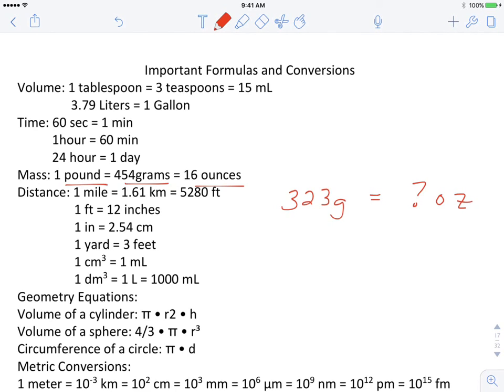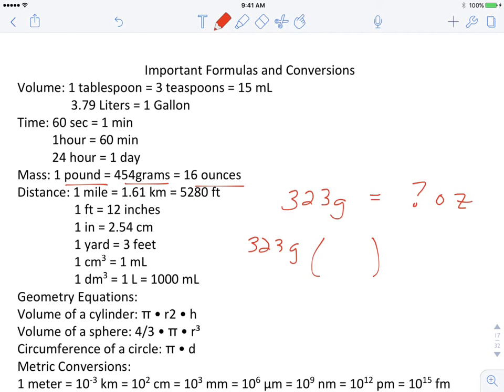So I want to go from grams to ounces. So how can I do that? Well, let's look at this. So 323 grams. I start with that number. What am I going to multiply it by? If you want at this point and you feel comfortable, pause the video, try it out, see if you can get to ounces.